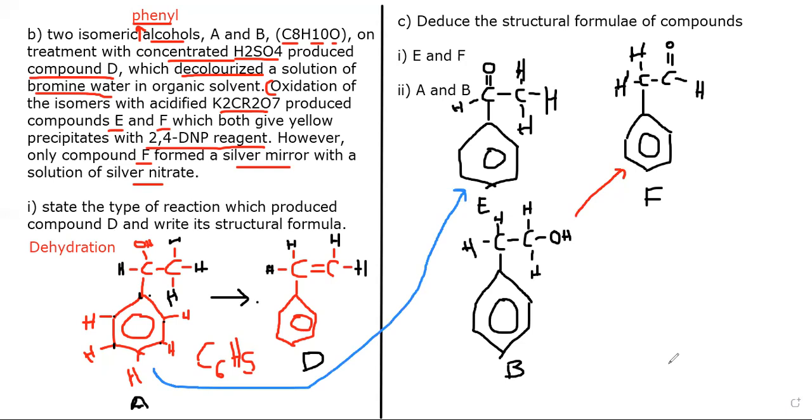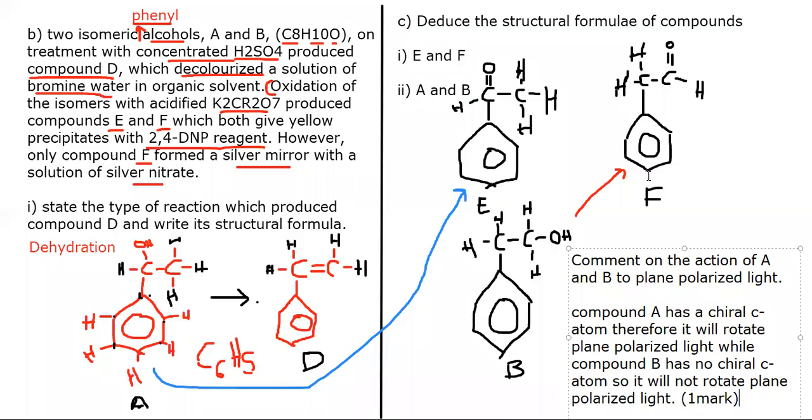The final question was to comment on the reaction of A and B to plane polarized light. Comment, let me just write that. All right, so the final question was to comment on the action of compound A and B to plane polarized light. So once you see that, you should know they are talking about whether compound A or B is chiral. Remember, a chiral compound should have a chiral carbon, and the chiral carbon has 4 different groups attached.